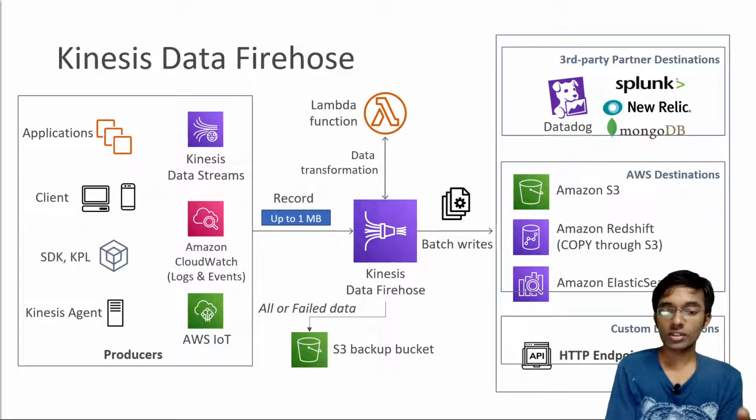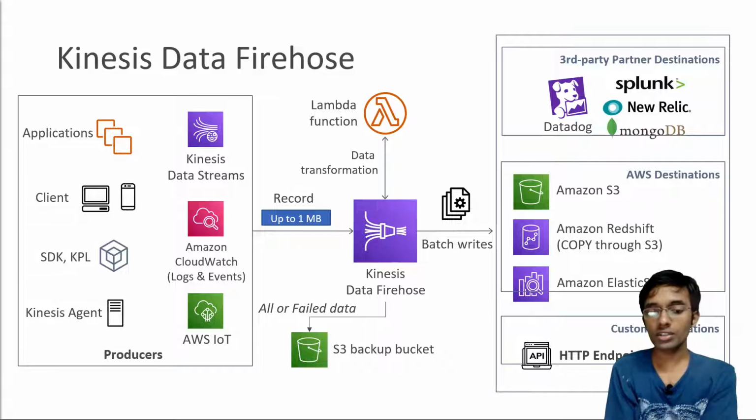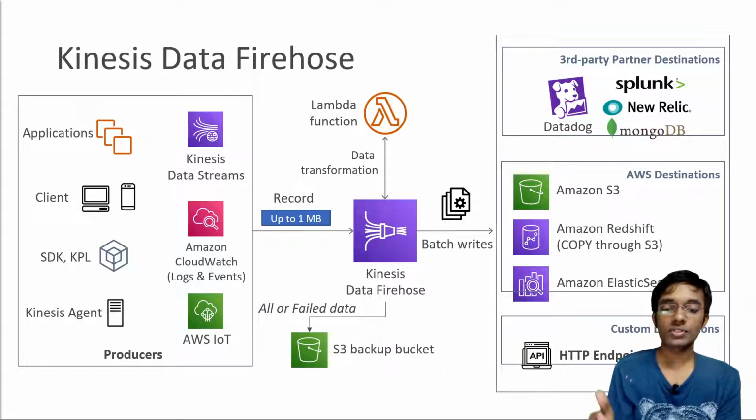Once the data is sent into all these destinations, you have two options. You can send all the data into an S3 bucket as a backup, or just send the data that failed to be written into these destinations into a failed S3 bucket.